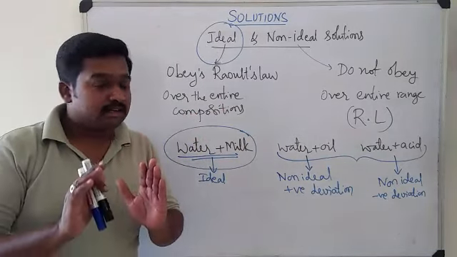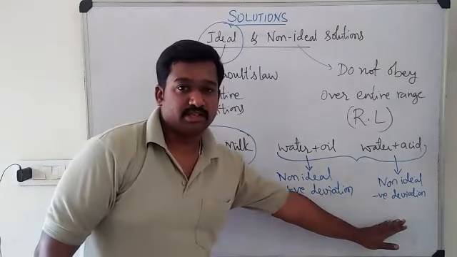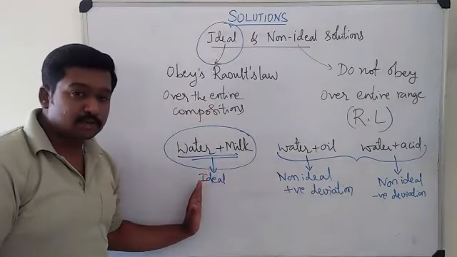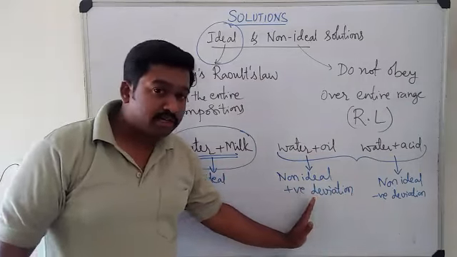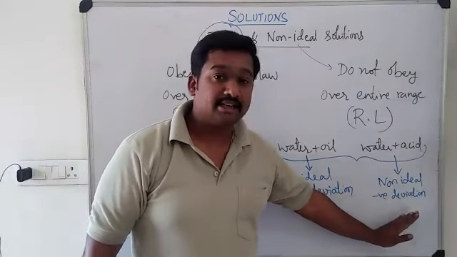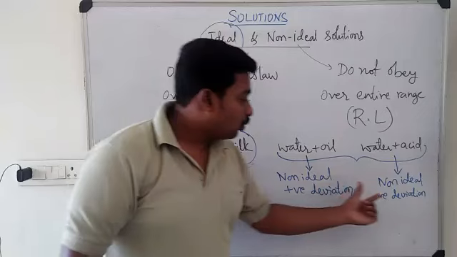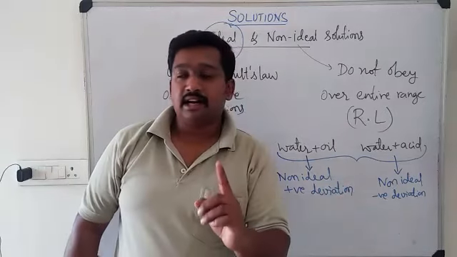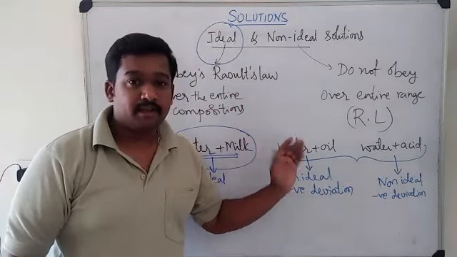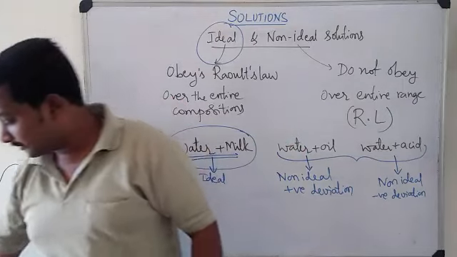Now I am going to consider three types of solutions. One is ideal solution, another is non-ideal positive, another is non-ideal negative. Why this is called positive, why this is called negative, you will understand when you look at the graph. Have a look at the graph now.